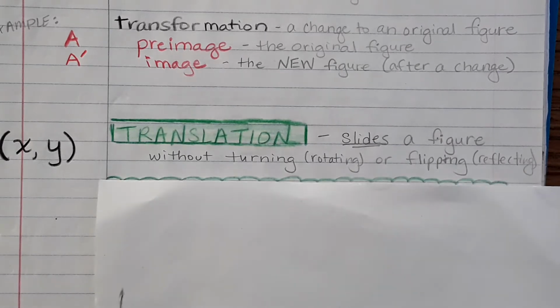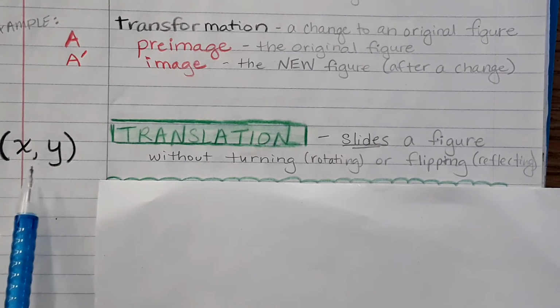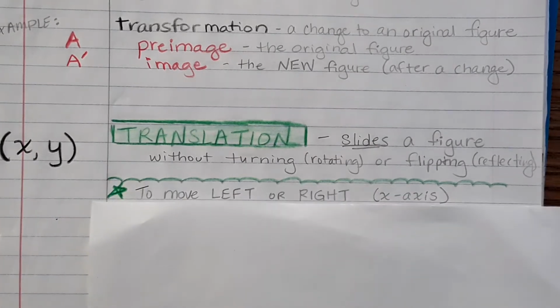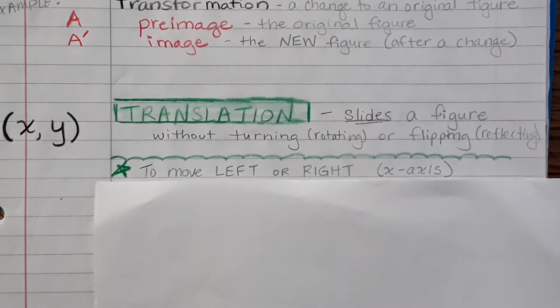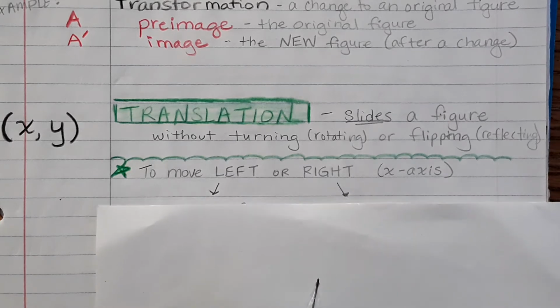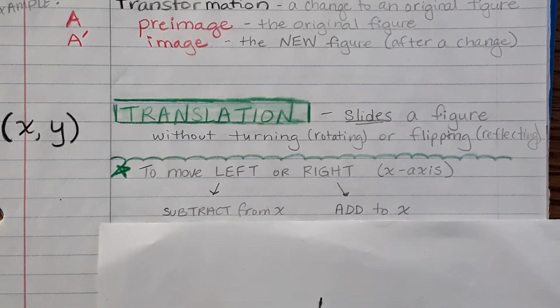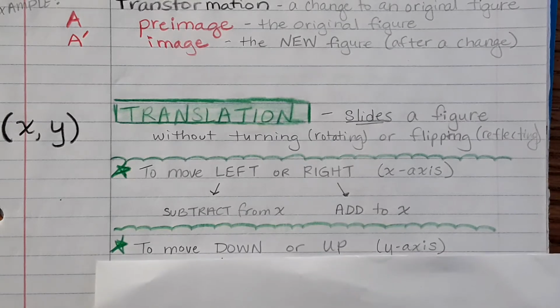So when we work through this, we are going to be working with ordered pairs. As a reminder, ordered pairs are x, y in parentheses. So when we move to the left or right, remember this is the x-axis. When you go to the left, you're going to subtract from the x, and if you go to the right, you add to the x. Just like a number line, if you go to the left, you subtract, and if you go to the right, you add.